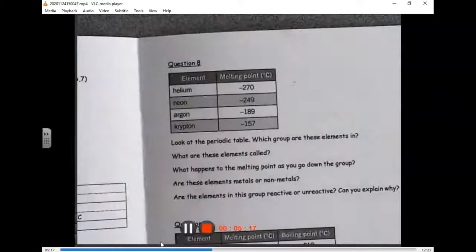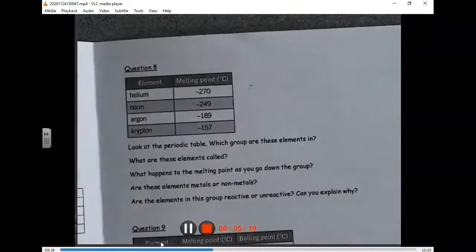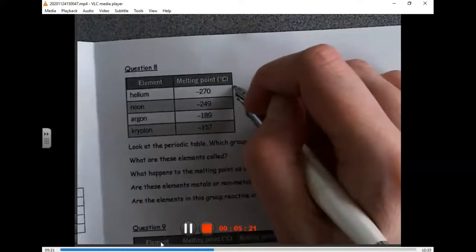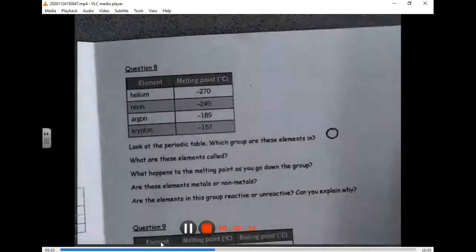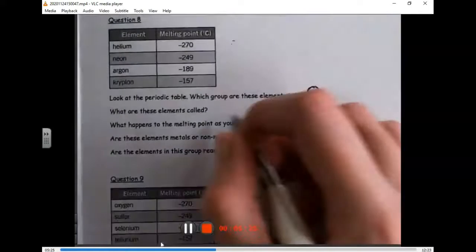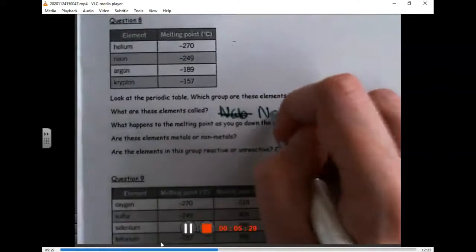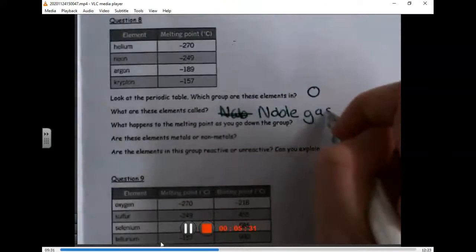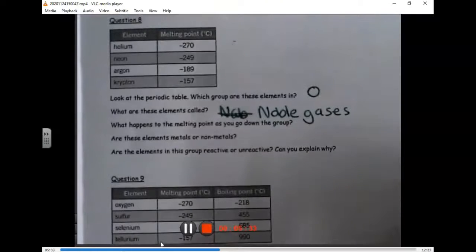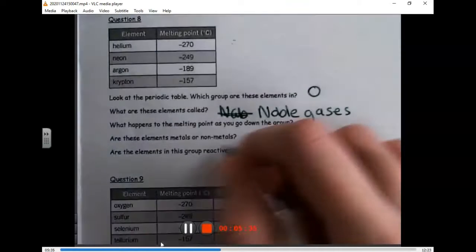Okay, number 8. Look at the periodic table, which group are these elements in? So these are the group 0 elements. What are the elements called? They are called the noble gases. Are these elements metals or non-metals?